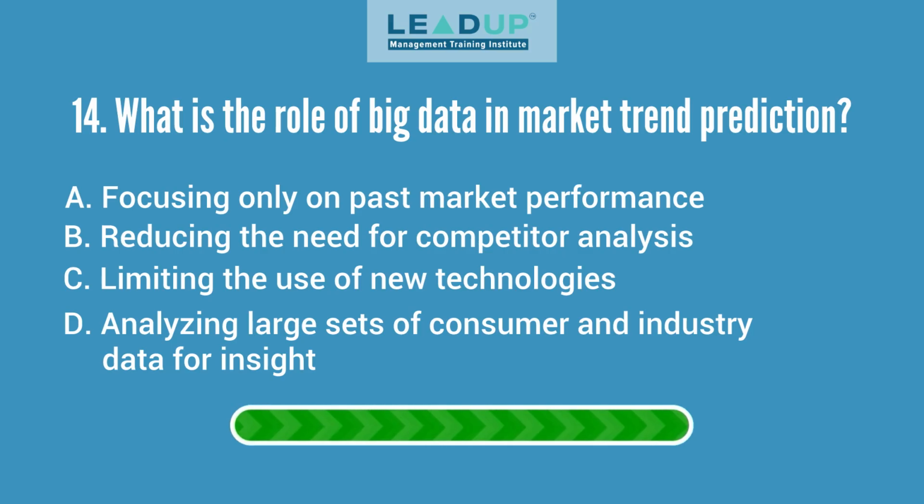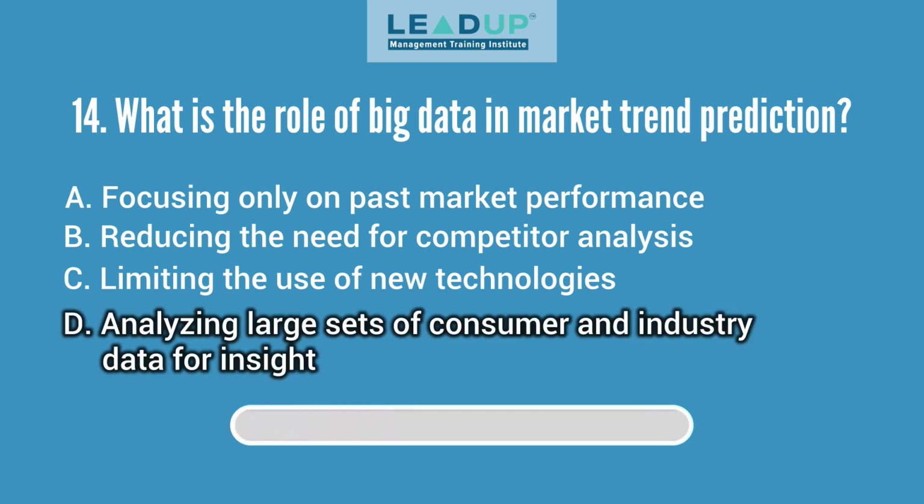Question 14. What is the role of big data in market trend prediction? A. Focusing only on past market performance. B. Reducing the need for competitor analysis. C. Limiting the use of new technologies. And D. Analyzing large sets of consumer and industry data for insights. Answer: analyzing large sets of consumer and industry data for insights.